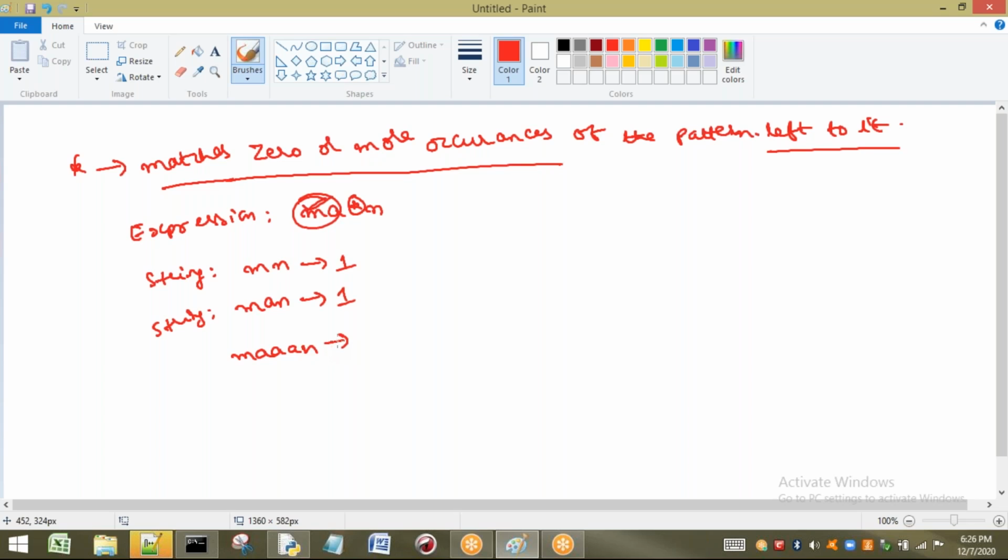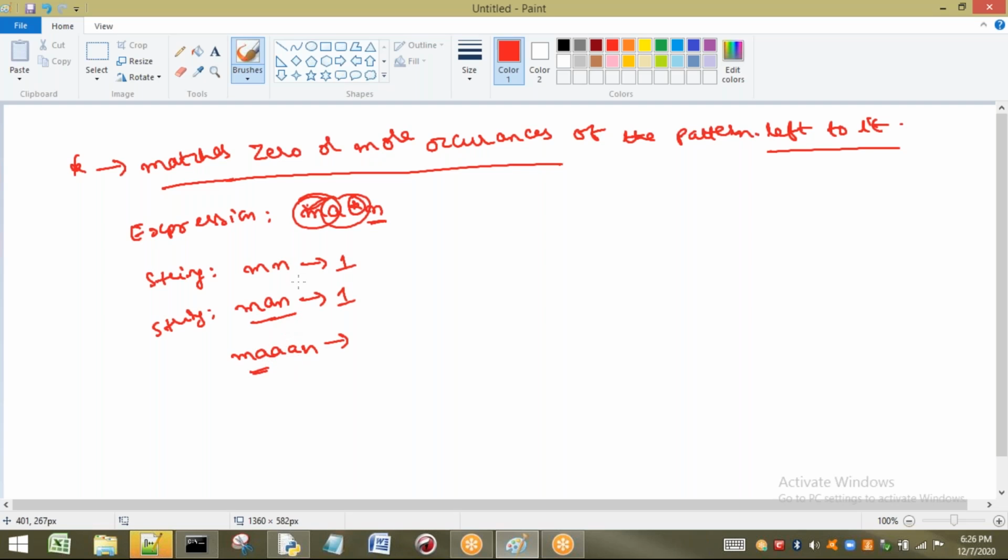MAAAN, observe carefully here. So MA is there. I am talking only about A here. I have to talk only about one character. So here there is no one character. 0 occurrences are there. So one we are going to get here. Here we are going to get MA is there, and we are going to have right side also 1. Next, MAA.